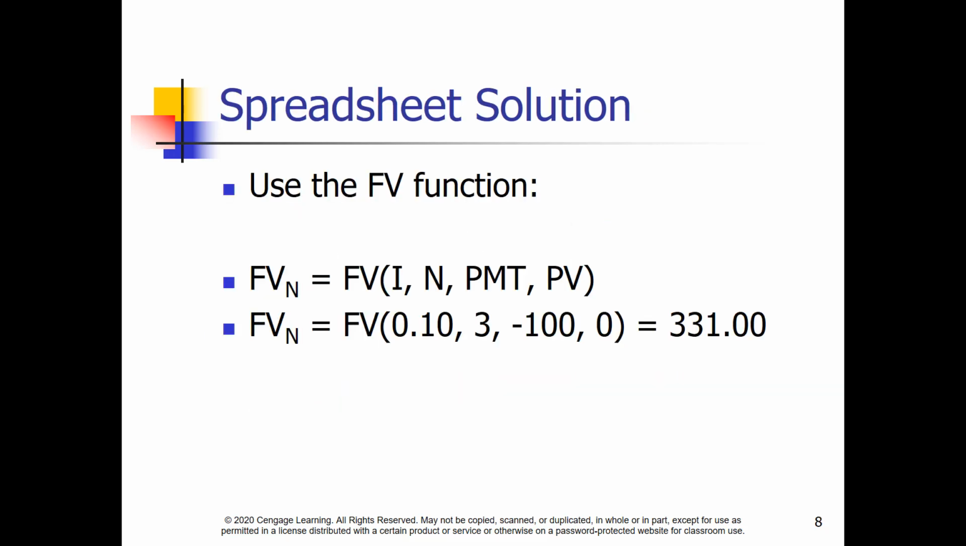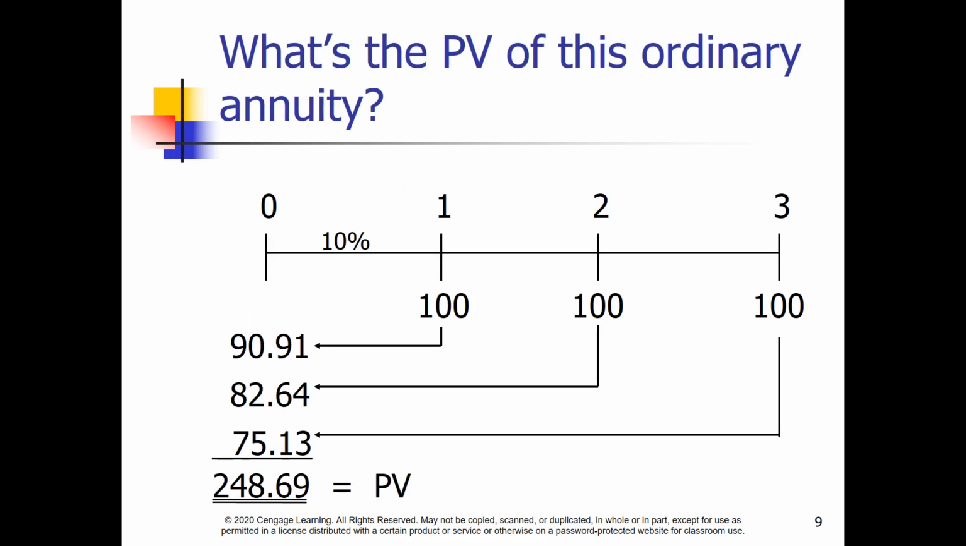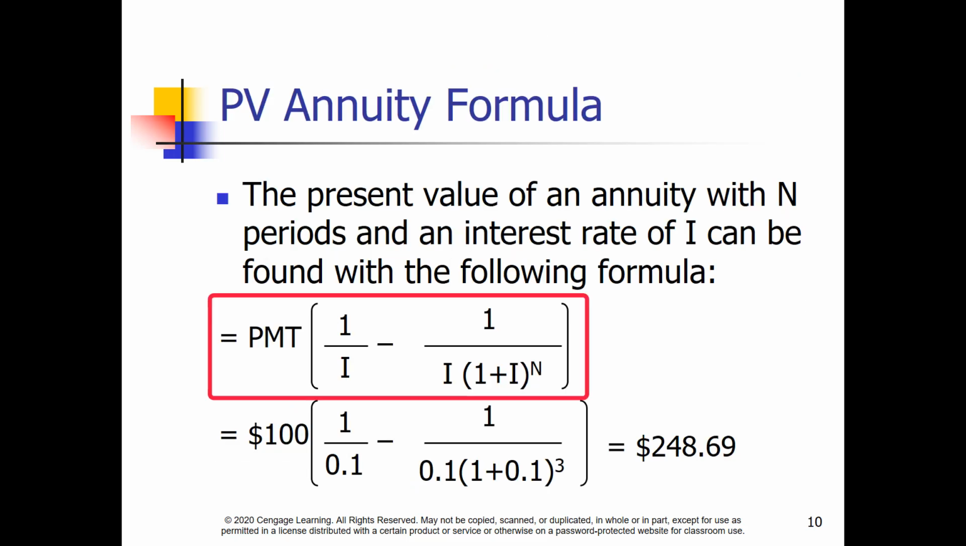In Excel, we use the same future value function we saw in Part A, but now the payment variable is not 0. For the present value of an annuity, we could take the same approach as with the future value. Discount each cash flow individually back to time 0 and add them up. Again, it's laborious. Here's the full formula for the present value of an ordinary annuity. Same answer we get by discounting and summing each cash flow.